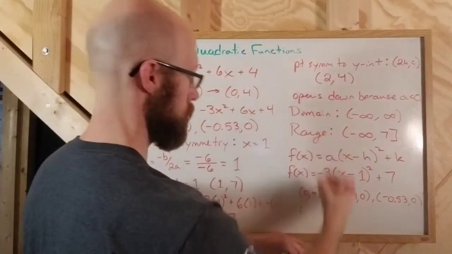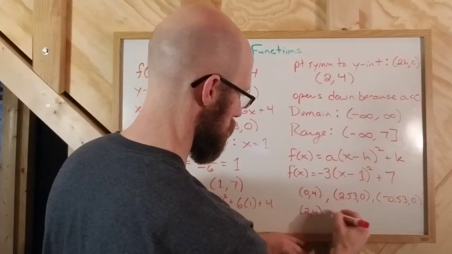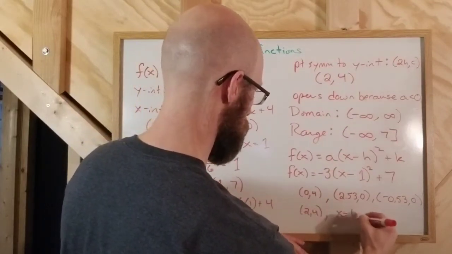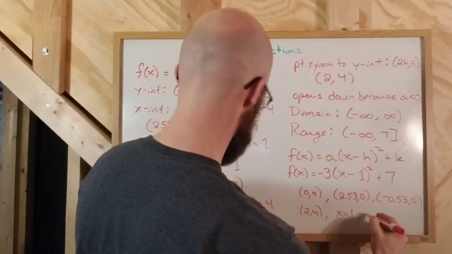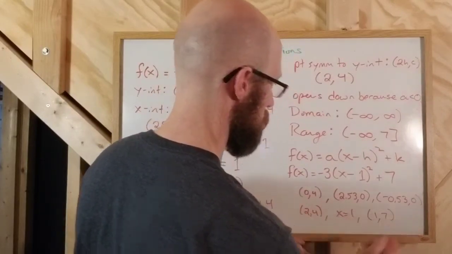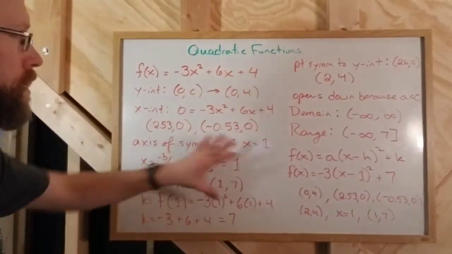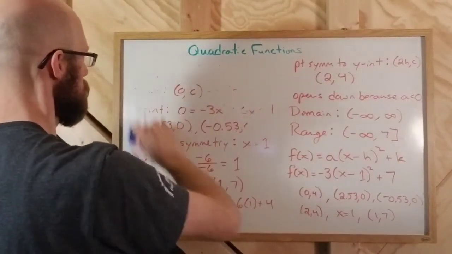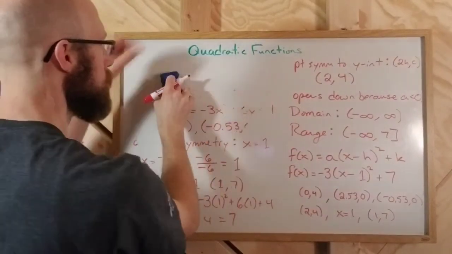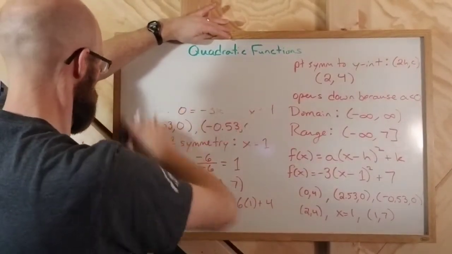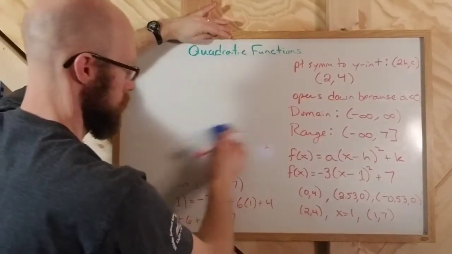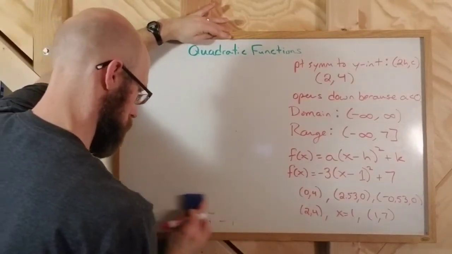The point symmetric to the y-intercept is 2, 4. Axis of symmetry, x equals 1. And the vertex is at 1, 7. Okay, so all that stuff is important. I will get rid of the function too, to give myself some space to plot this graph.